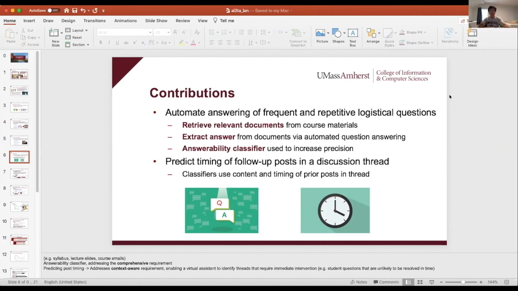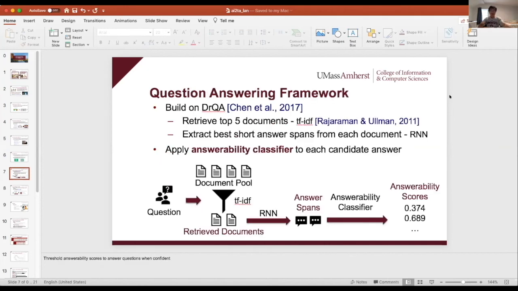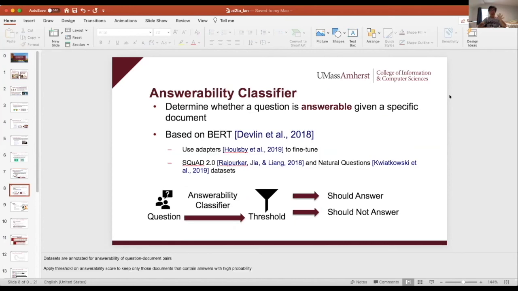Yeah, and we're really using a simple framework. It consists of two parts. Number one, you separate all the course documents into chunks, and then build a document pool to retrieve relevant documents that contain a possible answer to the particular question that's asked. And then we use an automated question answering method to extract short textual answers. In addition, we use an answerability classifier to help us decide whether this question is actually answerable, and when it's not, hopefully defer to humans.